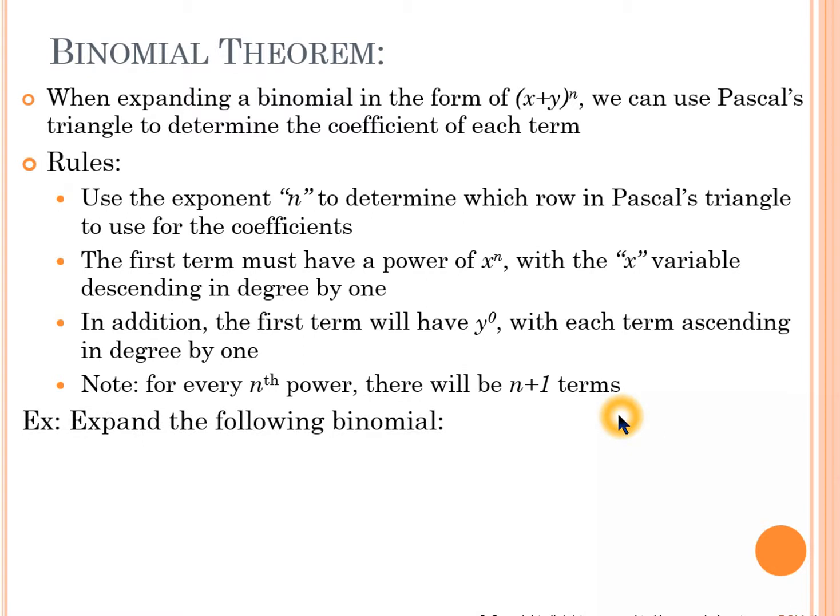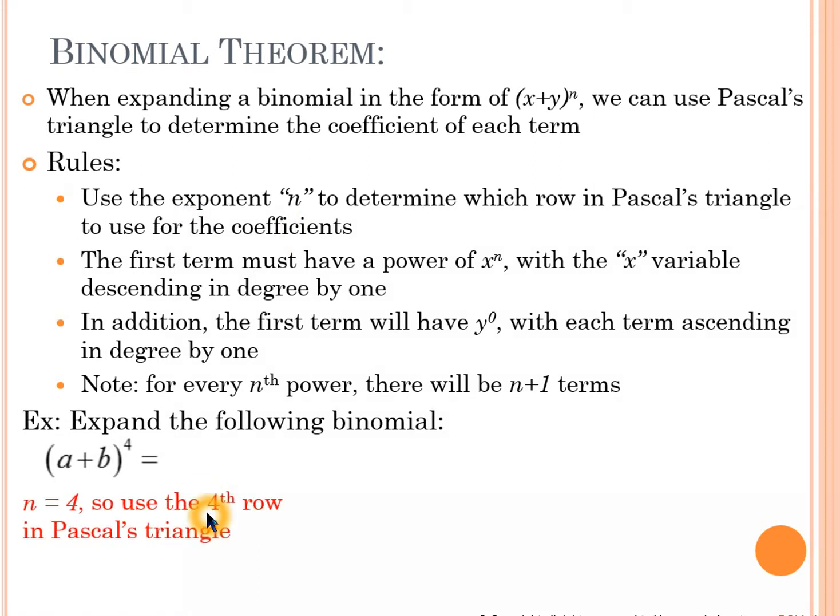So let's try to apply all these rules to a simple problem. I need to expand the following binomial, a plus b to the power of 4. All right, so rule number 1 states that we use the exponent n to determine which row in Pascal's triangle to use for the coefficients. In this case, n is the exponent, so n equals 4, so use the 4th row in Pascal's triangle.